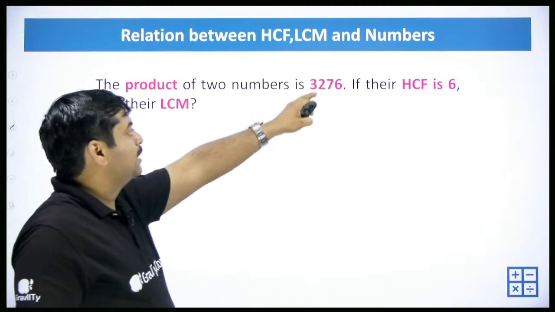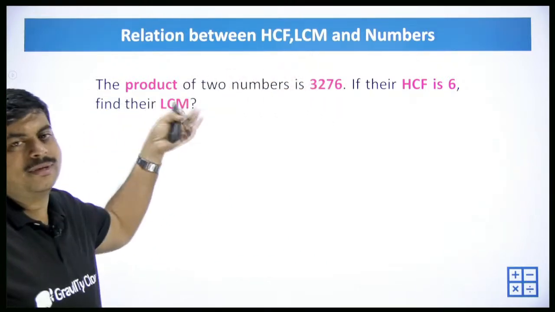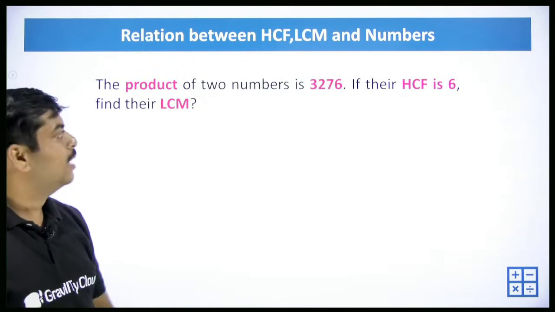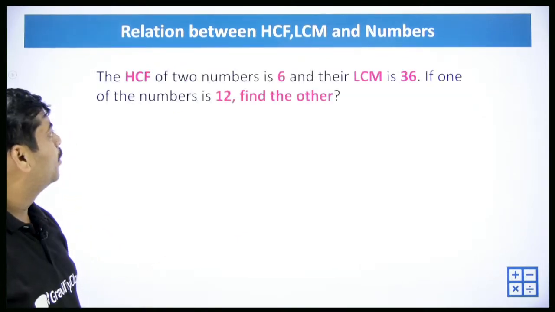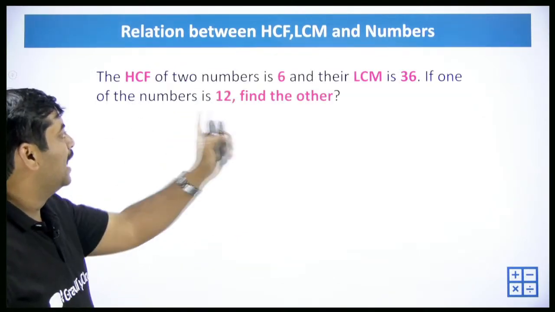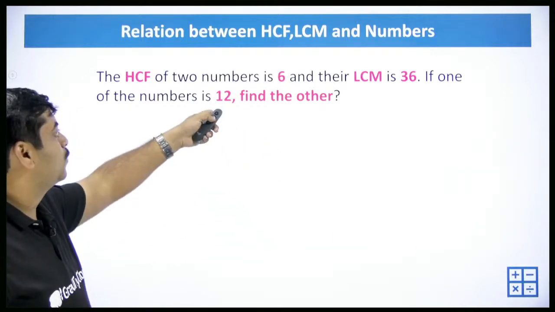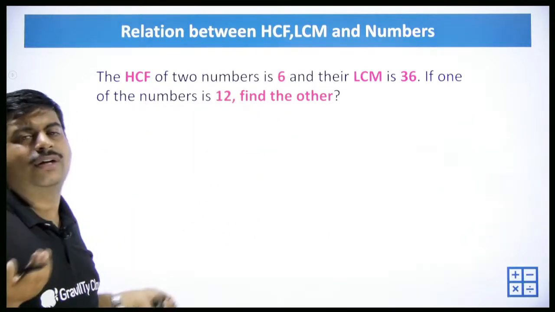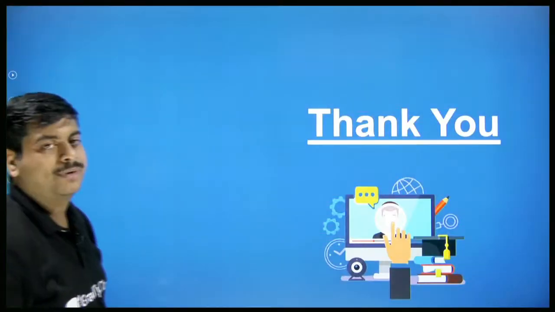Product is given as 3276, HCF is 6, find the LCM. Straightforward question. Okay, we have a couple more questions. HCF is 6, LCM is 36, one number is 12, find the other. All these are different applications of the same concept, right?